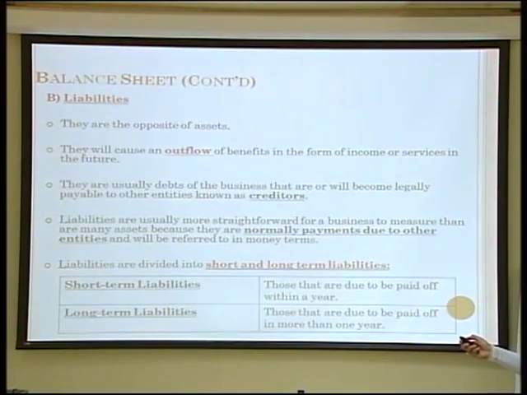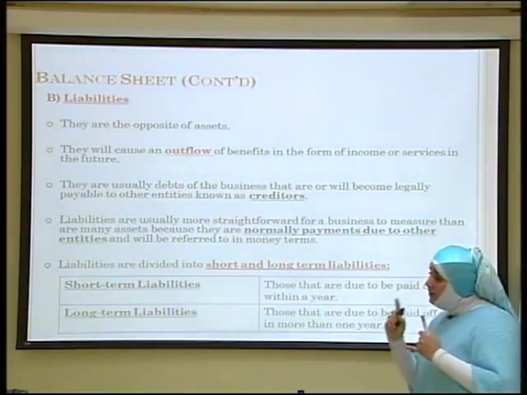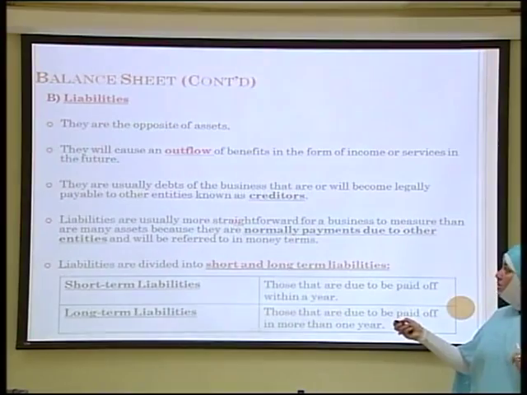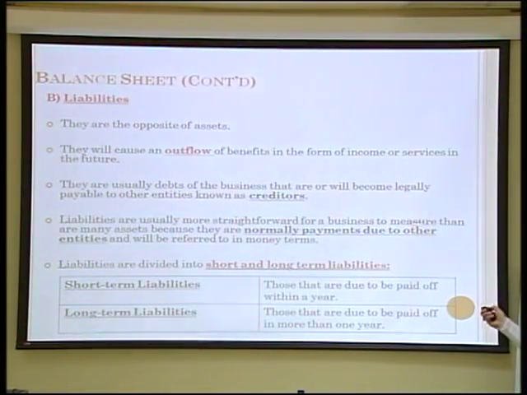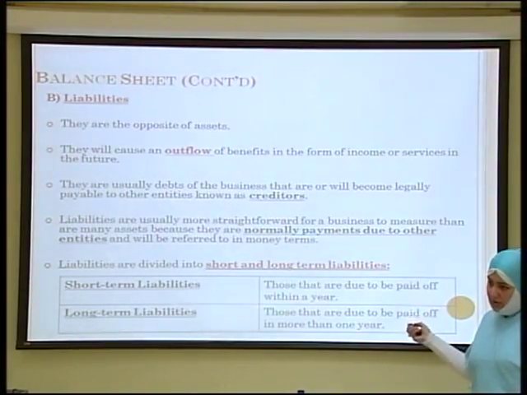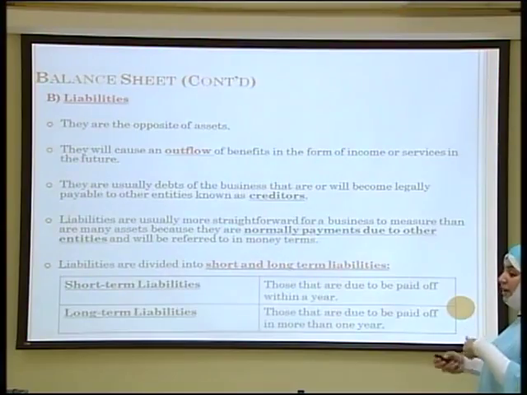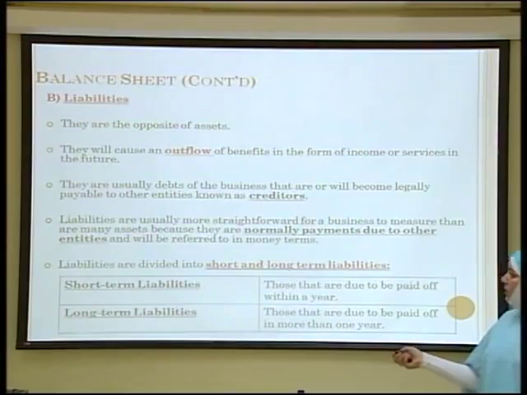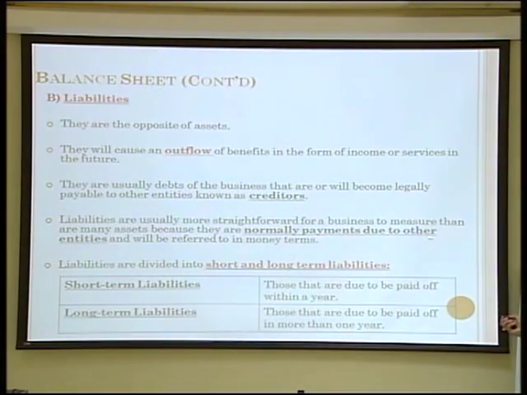They are usually debts of the business that are or will become legally payable to other entities known as creditors. Like a bank here in this case is one of the creditors. Liabilities are usually more straightforward for a business to measure than many assets, because you know the value of the loan, you know everything. But usually the value of the building might change, the value of the equipment might change, it differs, right? Because liabilities are normally payments due to other entities and will be referred to in money terms.